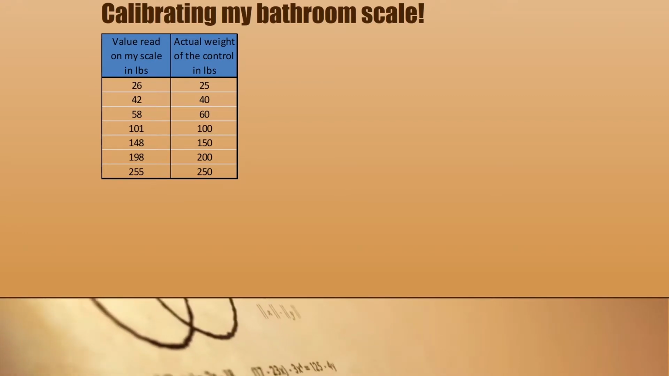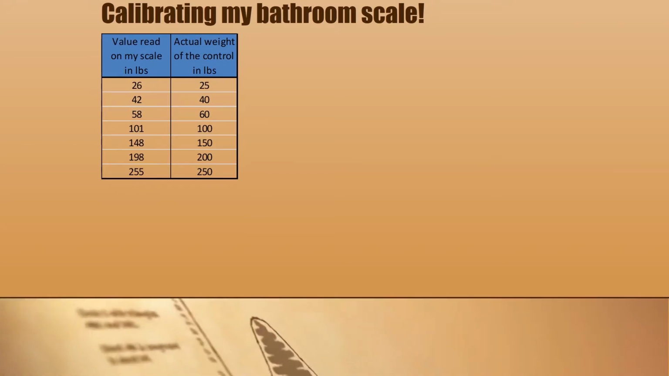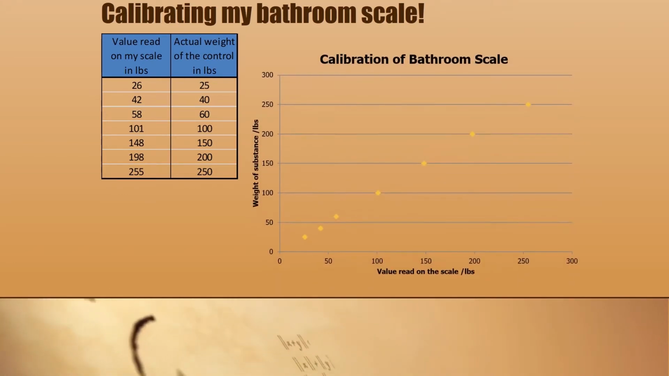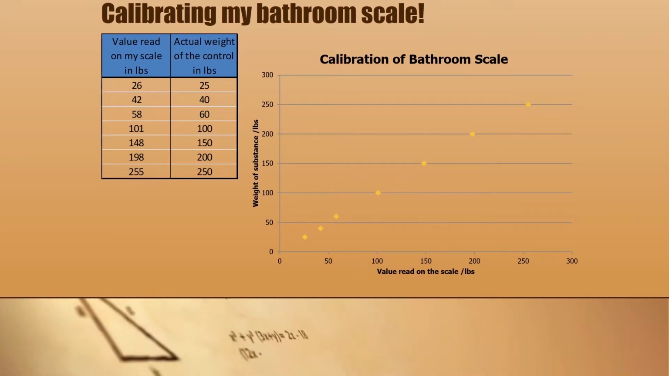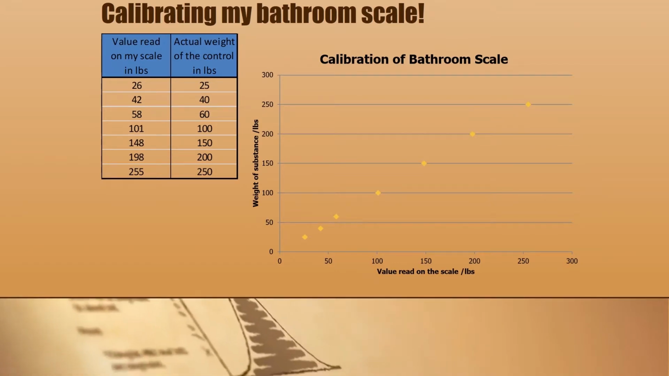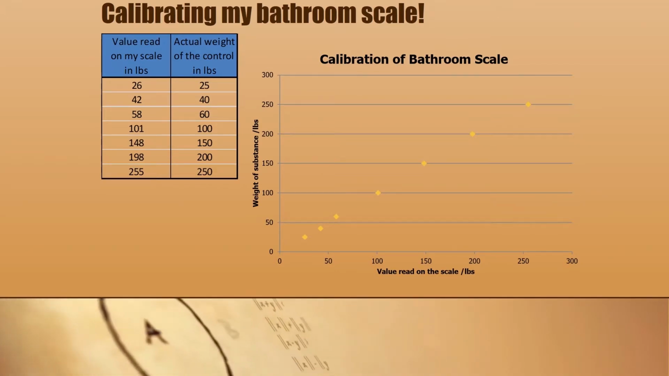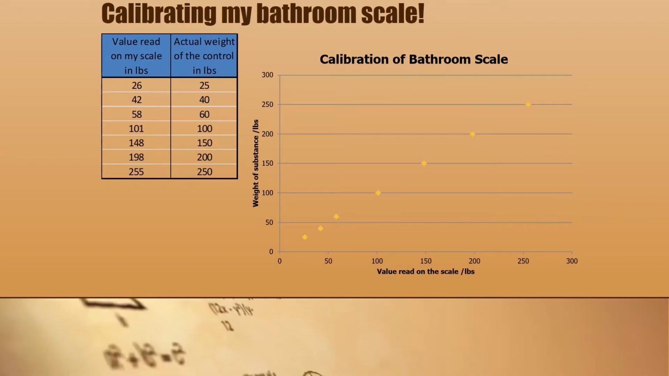knew the exact masses of. These are called controls or standards. From the measurements of these controls, we would produce a plot of data. The actual known mass or weight of our controls would be plotted on the y-axis, and the measured values that were read on the scale would go on the x-axis.